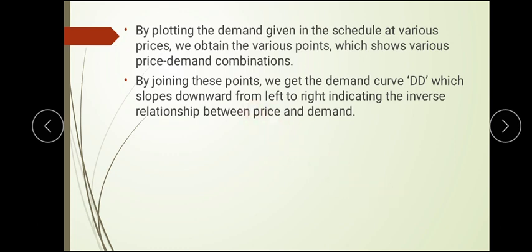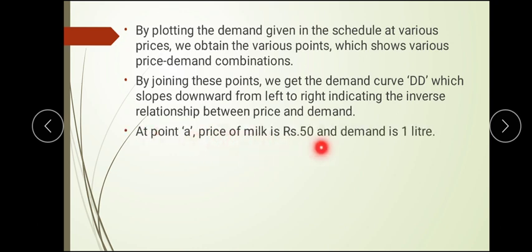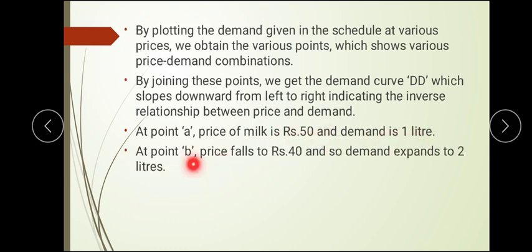We find that the demand curve shows like this. It is moving toward the right side, but in a downward direction. So it shows that there is an inverse relation between price and demand. At point A, the price of milk is 50, like we have seen in the demand schedule, that at 50 rupees the demand is 1 liter. At point B, the price is 40, and so the demand has expanded, or increased, to 2 liters.